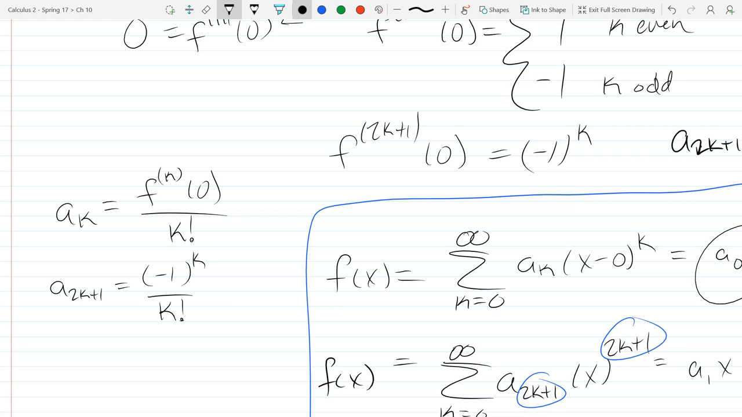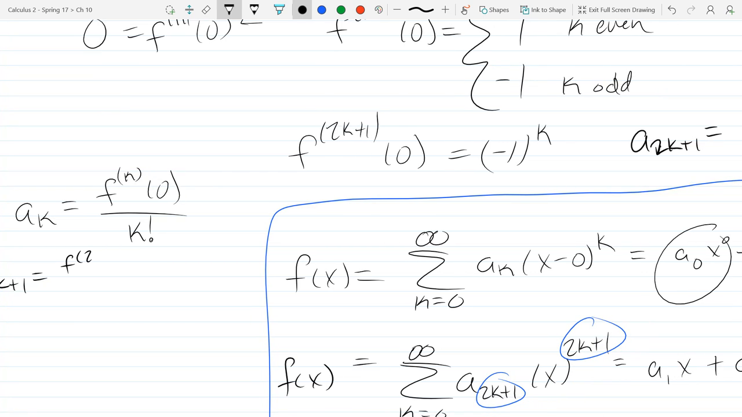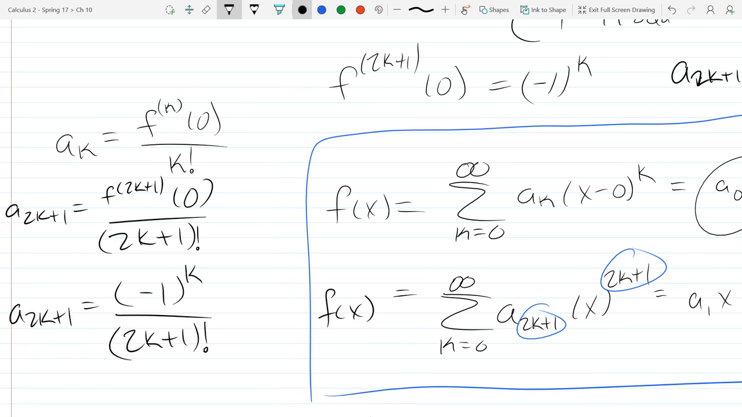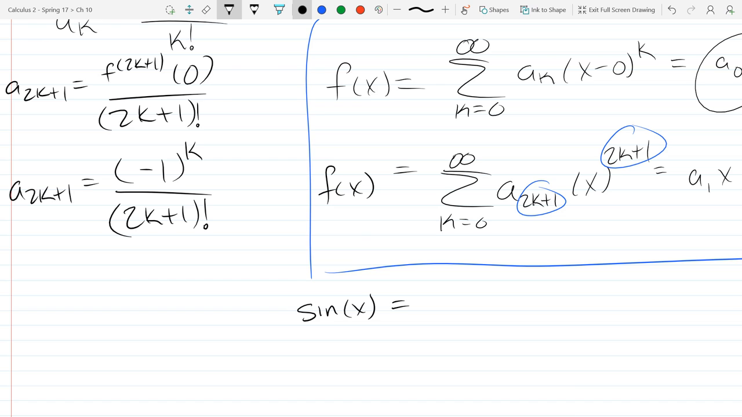Oh, I started writing it over here, except I messed up because this should be a_k. Ignore all this stuff right here. So that's a_k. We used a_{2k+1}, which was f^(2k+1) of 0 over the factorial, and now finally f^(2k+1) of 0 I'm going to replace with negative 1 to the k. And that's our a_{2k+1}.